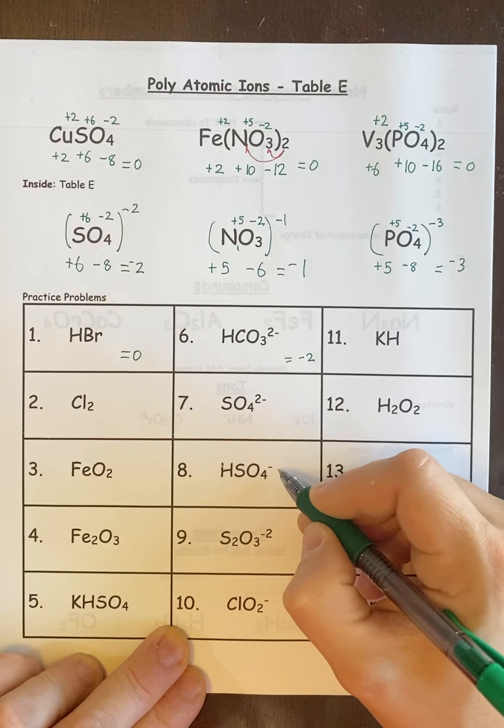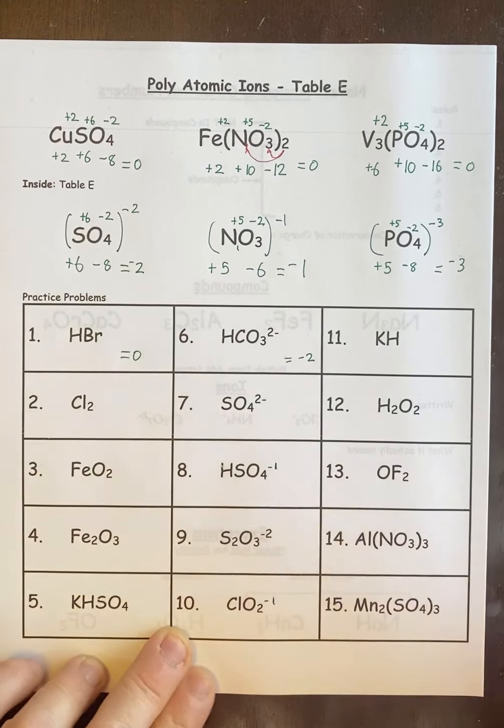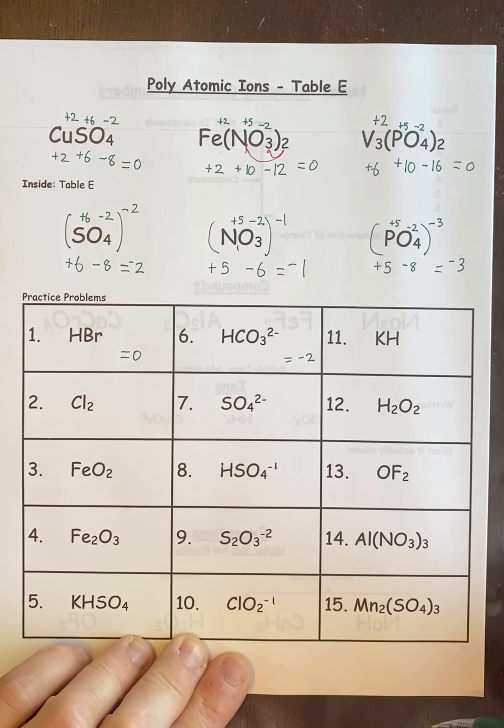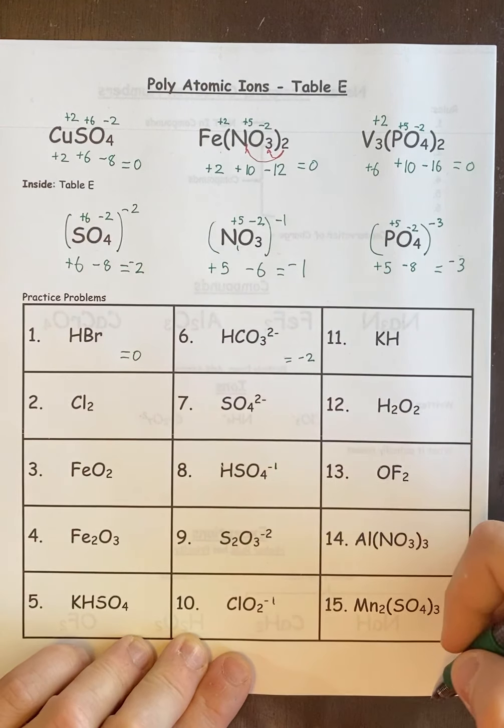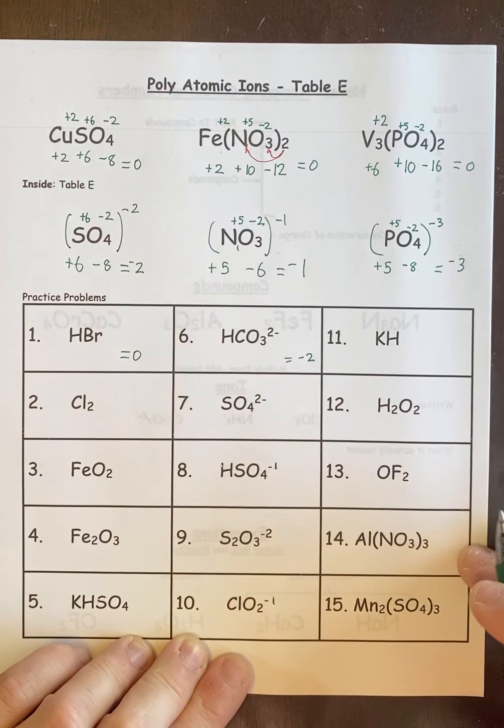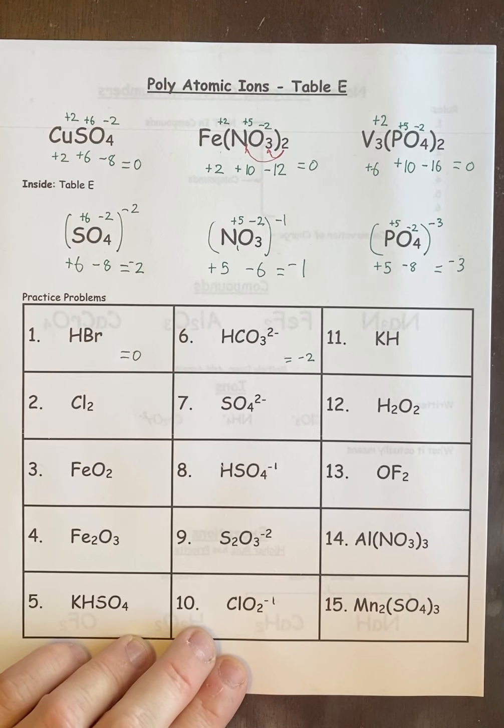This one would be minus 2. This would be minus 1, minus 2, minus 1. You get the idea. And then these guys, they don't have charge at all, so they're all going to equal 0, but these are a combination of exceptions and polyatomic ion practice problems for you to do.